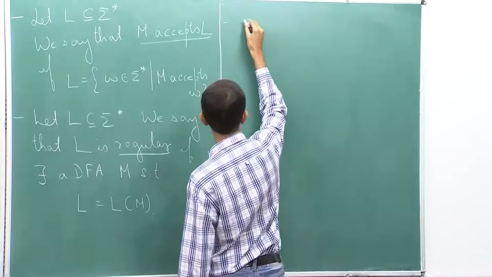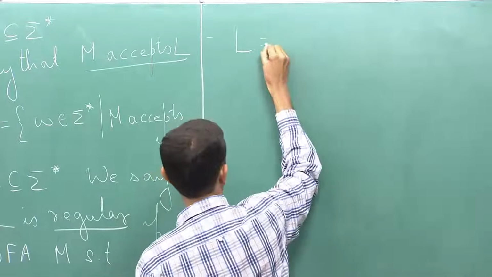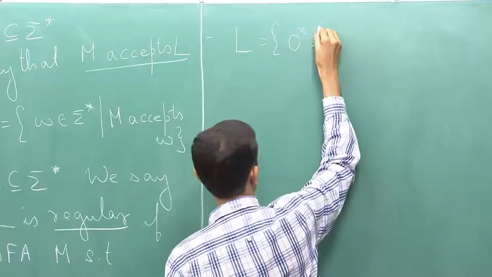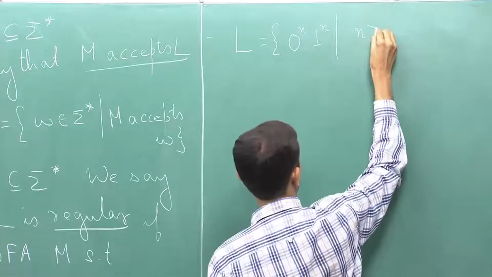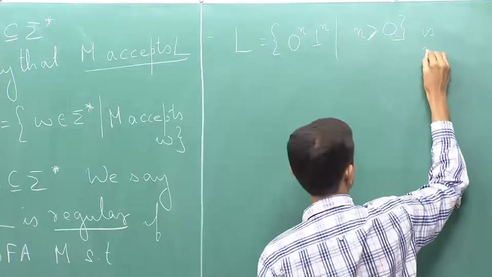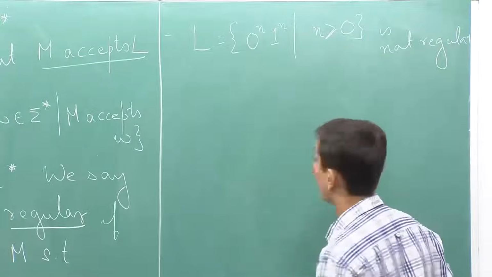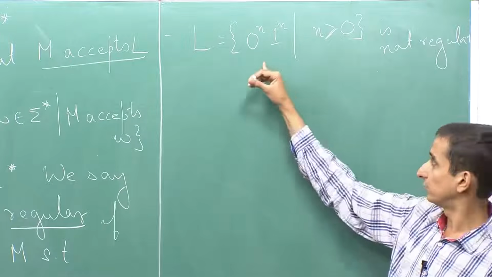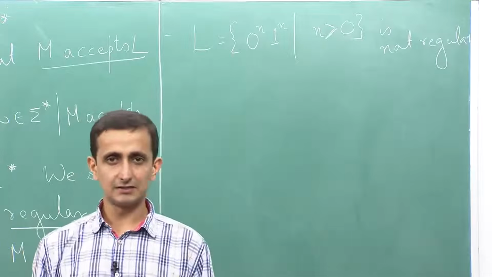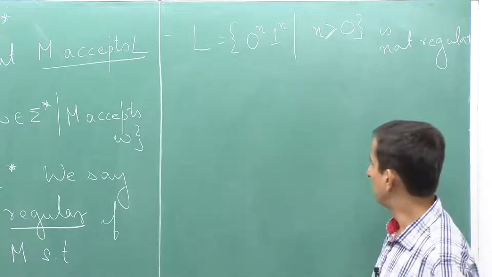So, for example, the language, let me call it L, which consists of all strings of the form 0 to the power n, 1 to the power n, where n is greater than or equal to 0, is not regular. So, this consists of all strings which have a sequence of zeros followed by a sequence of ones, such that the number of zeros is equal to the number of ones. So, we will not prove this right now.